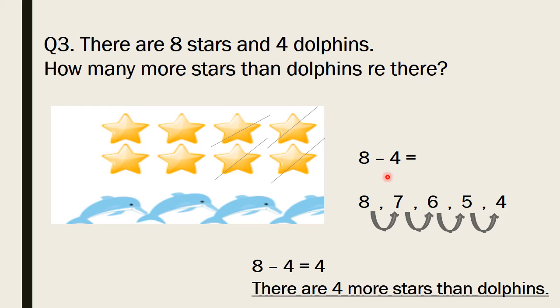You can also use your fingers. Open 8 fingers and close 4 fingers. How many fingers are still open? 4 fingers are still open. So 8 minus 4 equals 4. Okay, there are 4 more stars than dolphins.